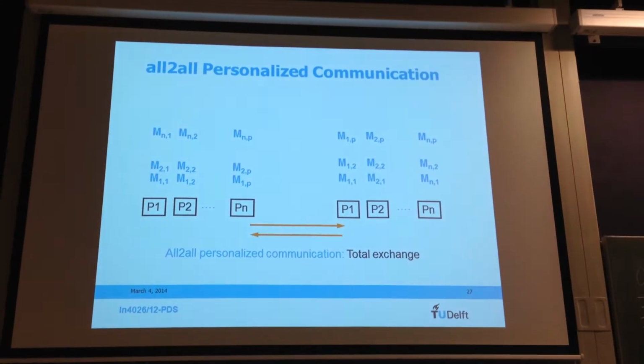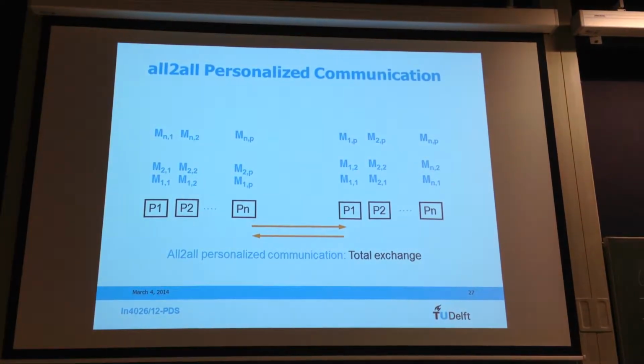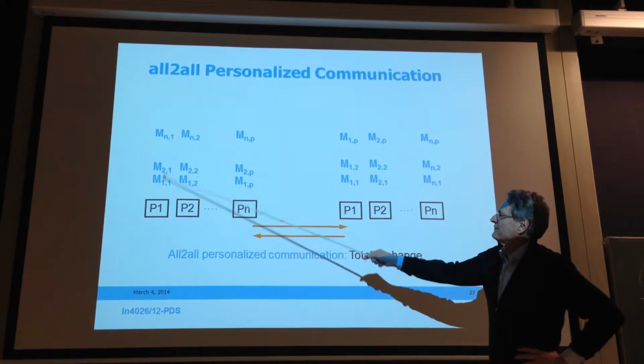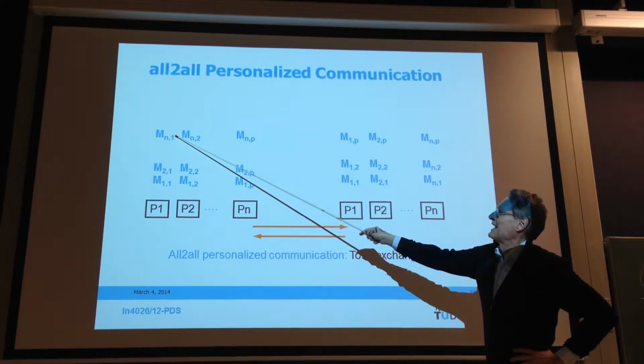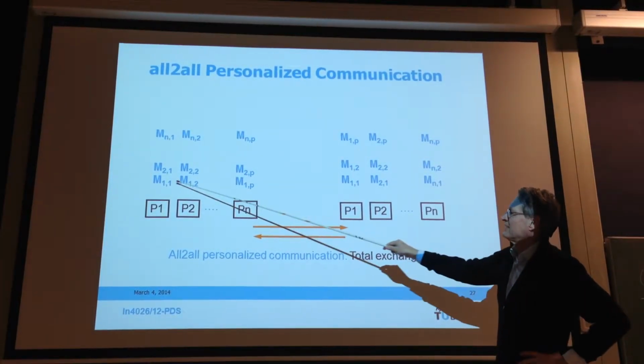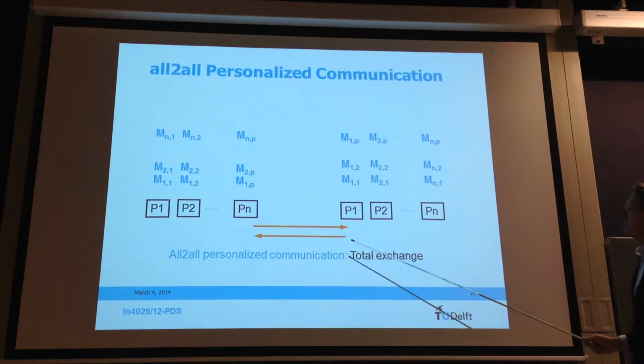Yes, it's all-to-all personalized communication. Here, every processor has n elements, which are different, right? And it wants to share all these elements with all the other processors.